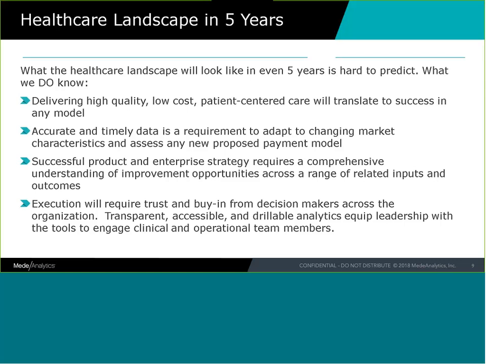Second, accurate and timely data is a requirement to adapt to changing market characteristics and assess any new proposed payment model. We need to make data-driven decisions, and we need to have accurate, trusted, time-appropriate data in order to make those decisions. And the third point, which I alluded to earlier, successful product and enterprise strategy is going to require a comprehensive understanding of improvements across a range of related inputs and outcomes. This means quality, cost, patient satisfaction, revenue optimization, and compliance.